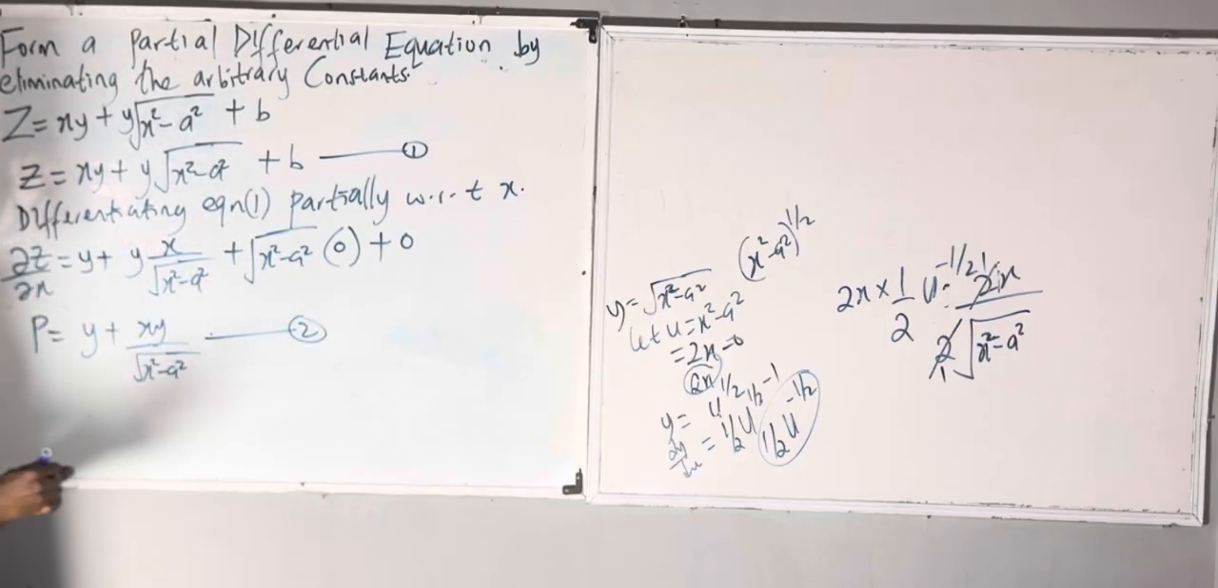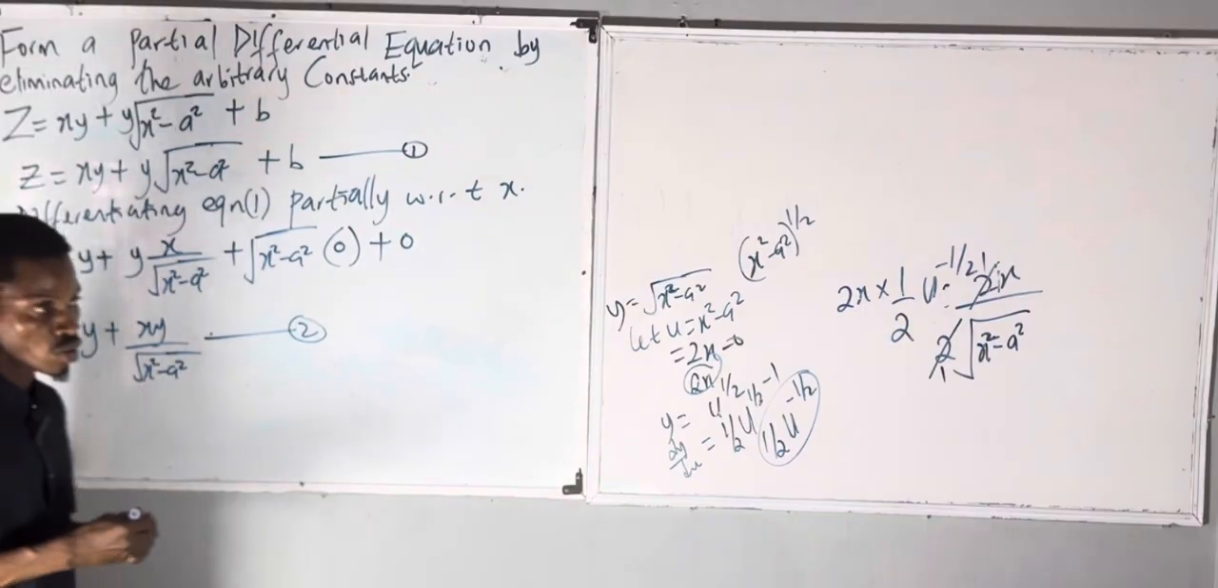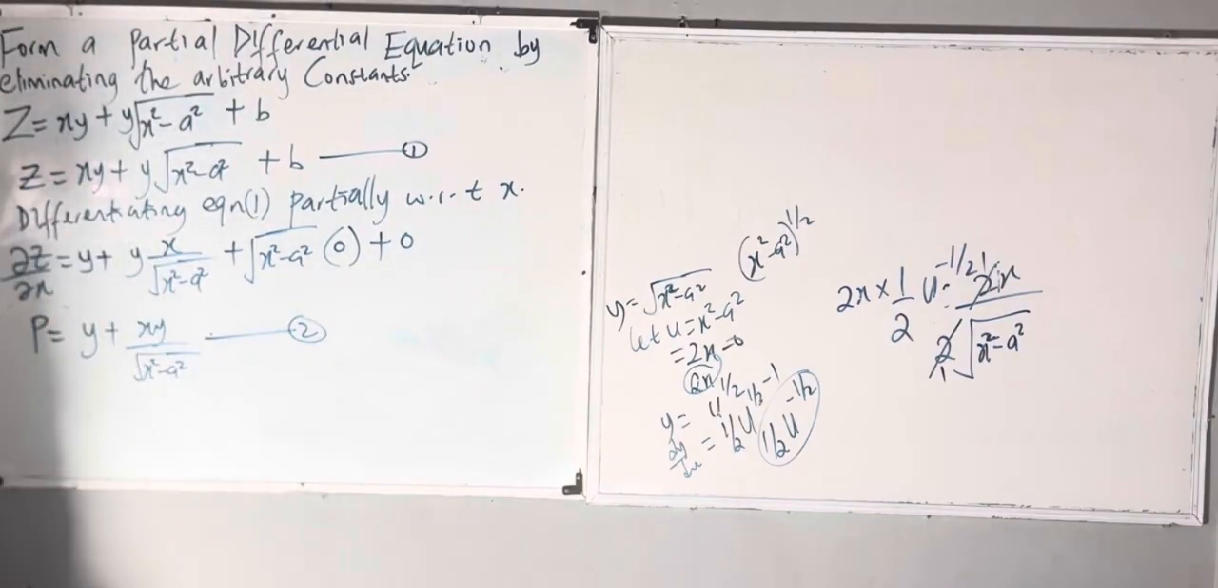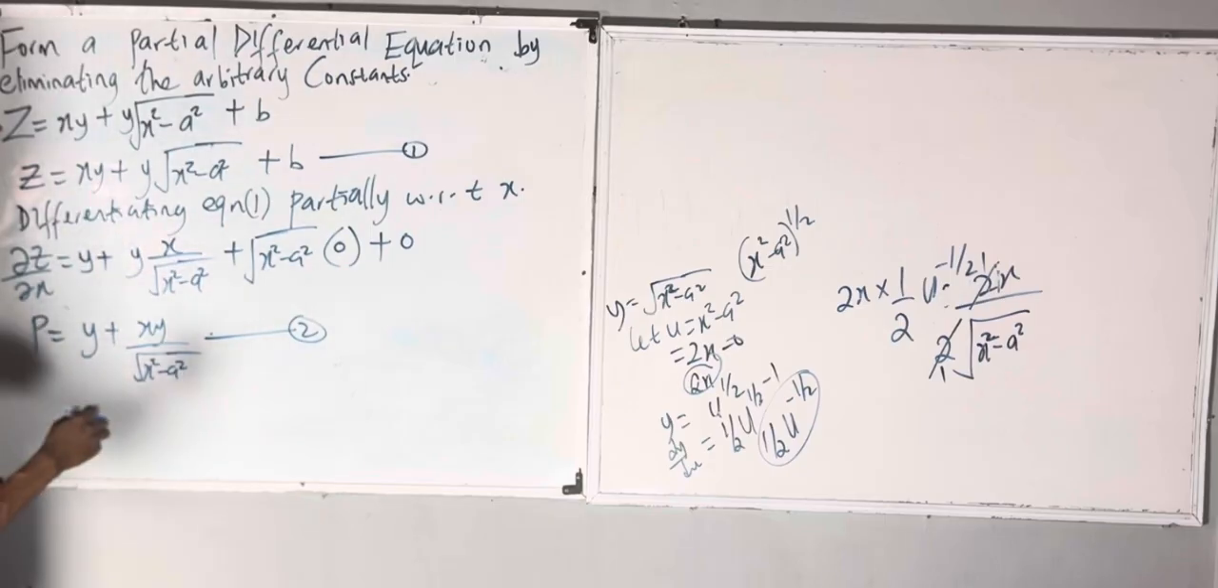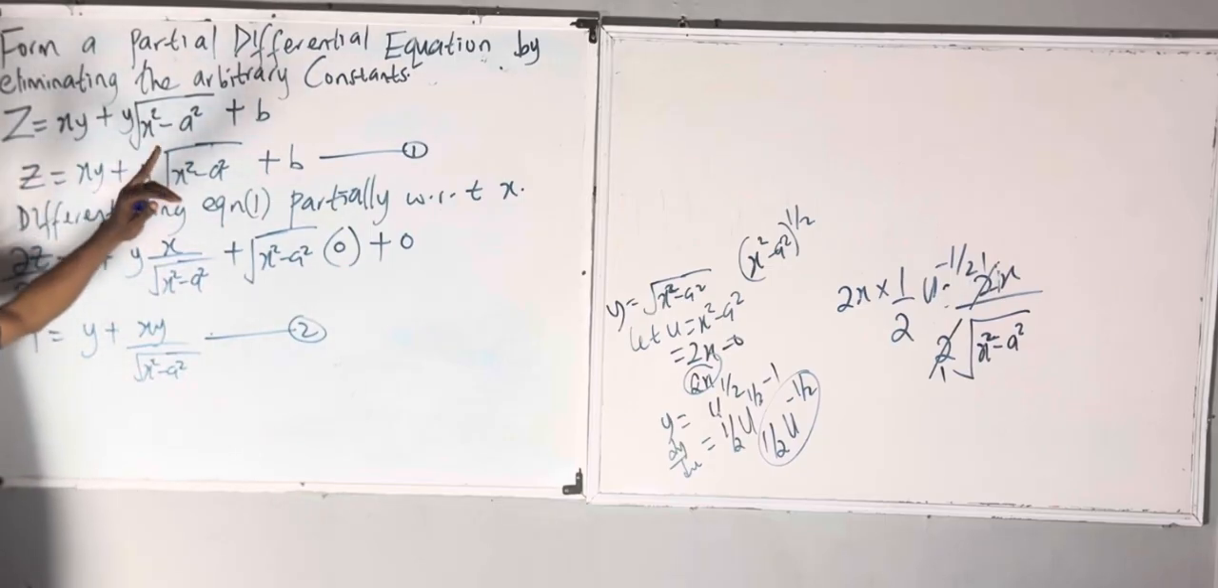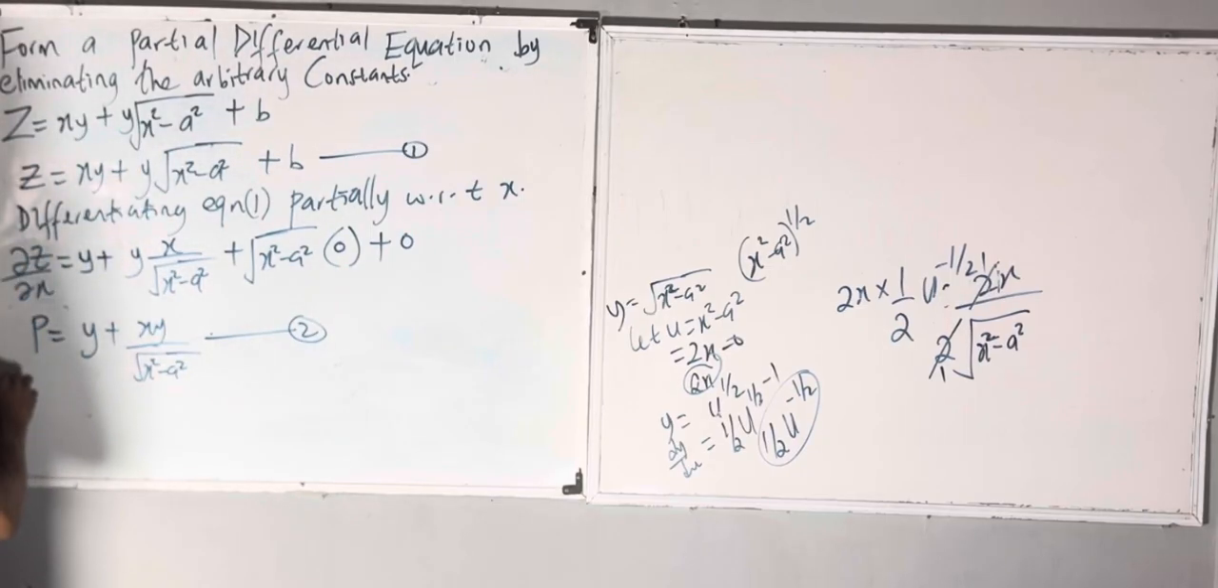So I make this one equation 2. Next is to differentiate again. To differentiate equation 1 again partially with respect to y. Why? Because we have an arbitrary constant, which is 2.